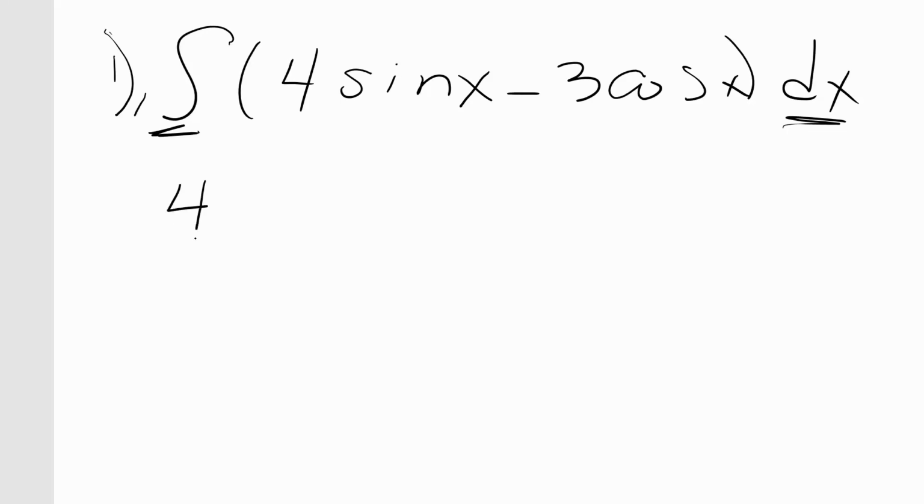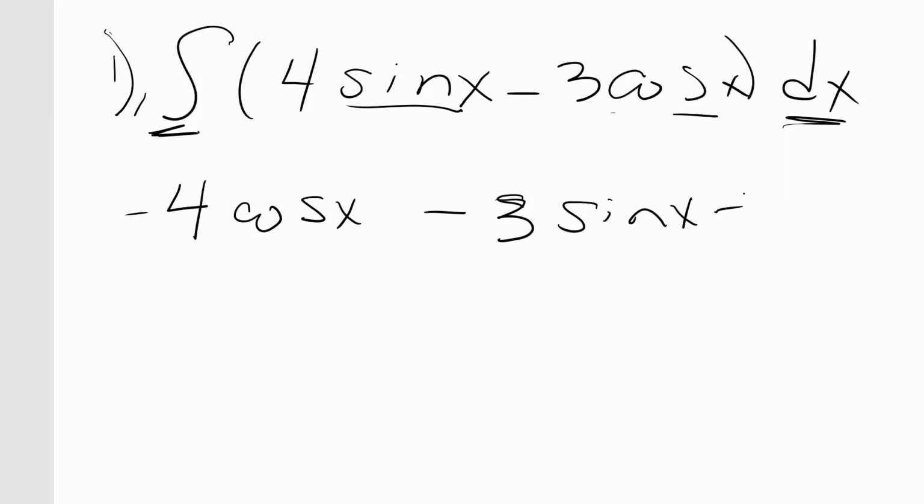So leave the 4. The derivative of sine x is negative cosine x. Then leave my 3. The antiderivative of cosine x, leave my 3, is just sine x. Don't forget your plus c. And we're done. That's it.